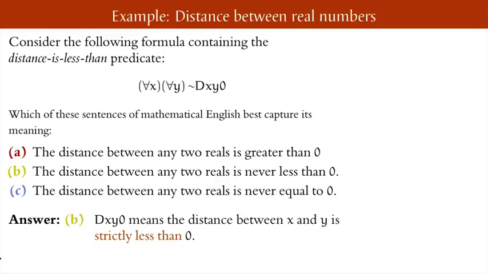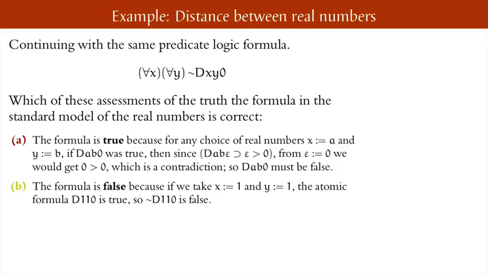In this case, the answer is B, because d(x, y, 0) means the distance between x and y is strictly less than 0. And in fact, this is never the case. To make sure you're clear about the meaning of this formula, now try assessing its truth in the standard model of the real numbers. The first option is A.